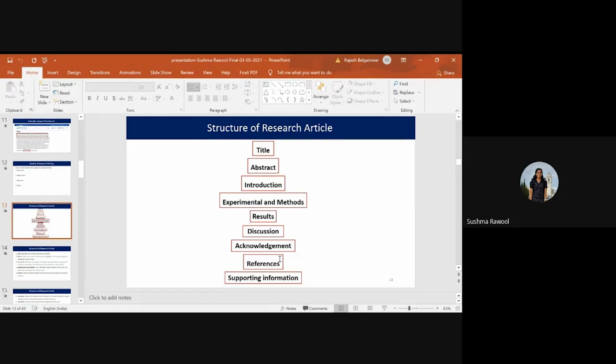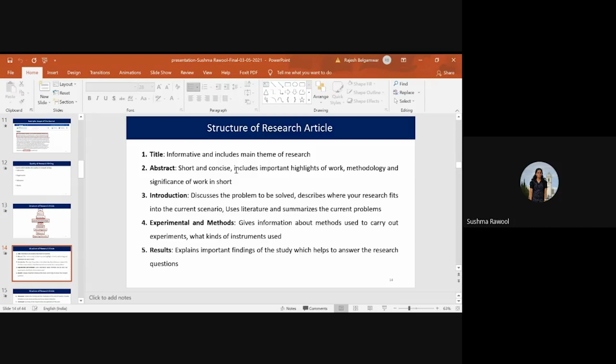The next is, in detail we will discuss what exactly the title means, abstract and introduction. The title has to be very short as well as informative. It should not include too many adjectives or claims like highly selective, which don't quantify something. It has to be very informative, and it should include your main theme of research. I'll discuss all these points in detail in the next few slides.